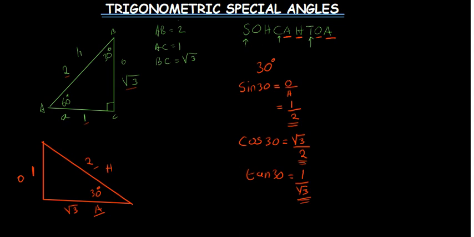So now we have come to find out that sine 30 is half, cos 30 is root of 3 over 2, then tan 30 is 1 over root of 3. So now let's find out 60. Okay, 60 in this case. So I want to find what sine 60 is.